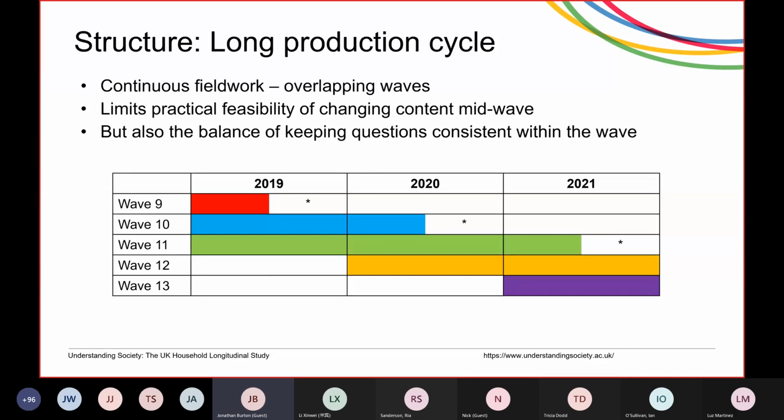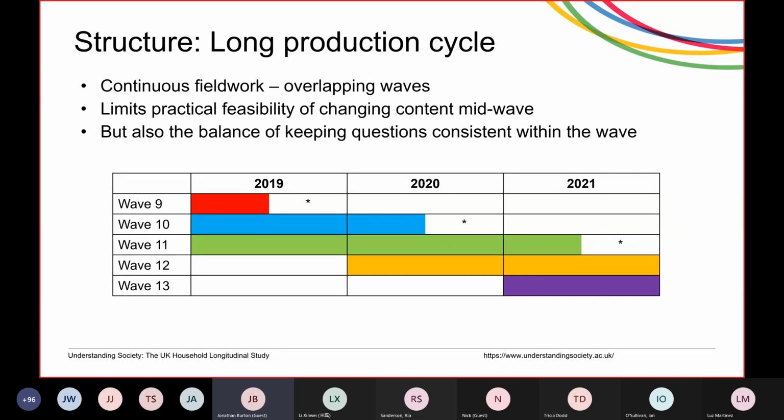So we have this long production cycle. We do have continuous fieldwork, so we have this overlapping wave design. Although each wave of fieldwork takes over 2 years to collect in the field, each adult is issued every year. So it's an annual survey. This does limit the practical feasibility of changing content mid-wave. It's a study that's designed to be very agile and flexible.